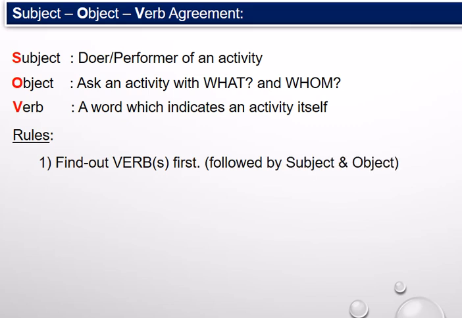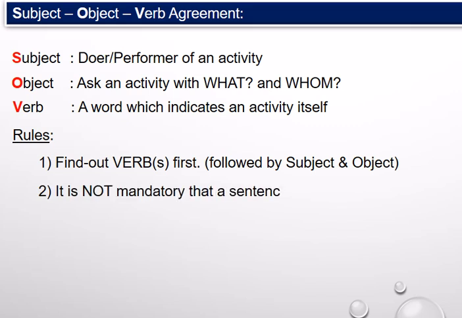According to the first rule, what we must do is find out a verb first of all from a sentence, when we need to arrange a sentence according to the tenses.